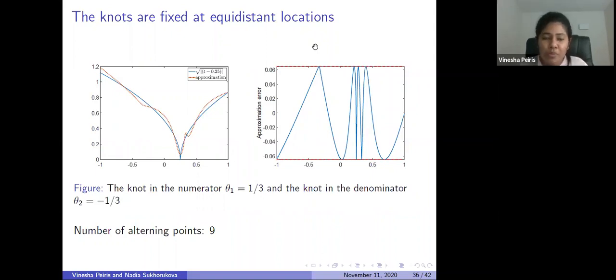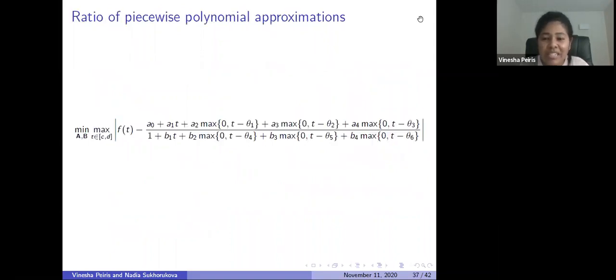So now you may be thinking that if we introduce more knots, if we introduce more equidistant knots to this function, we may probably get much more accurate approximations. So that is why we wanted to reduce the degree of these two piecewise polynomials, and we introduce more knots. So the degree for the numerator piecewise polynomial is 1, and the degree for the denominator polynomial is 1. And now we have introduced more knots. We have 3 different knots for the numerator and 3 different knots for the denominator.